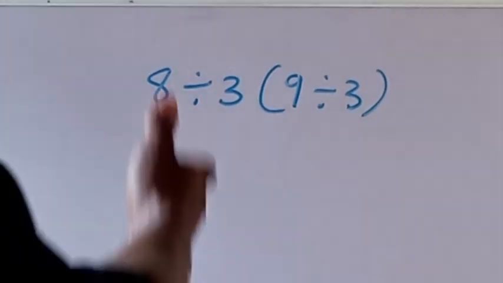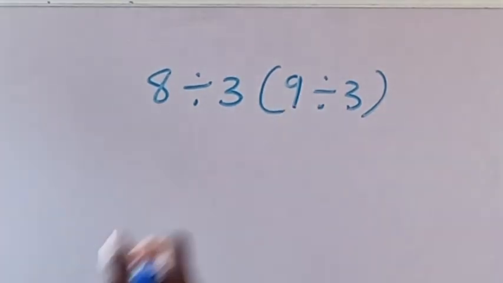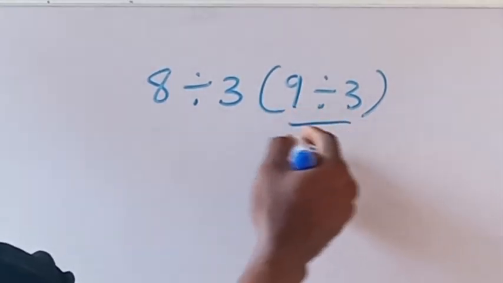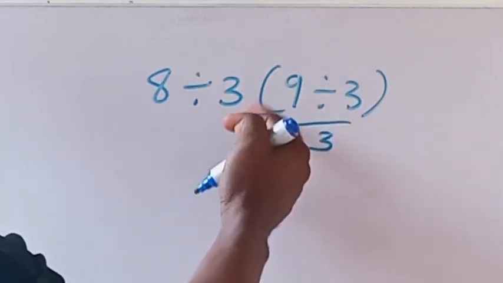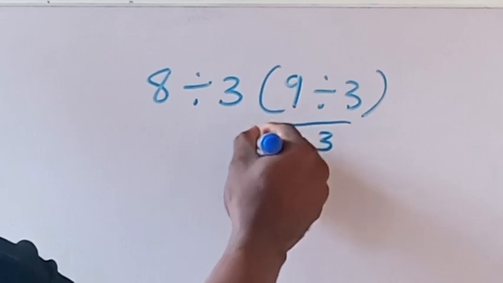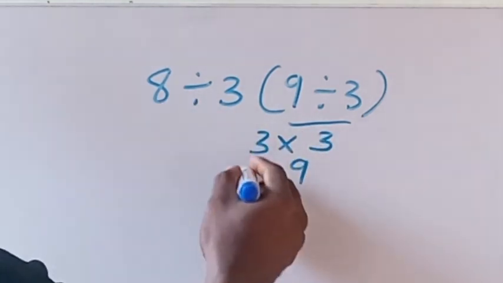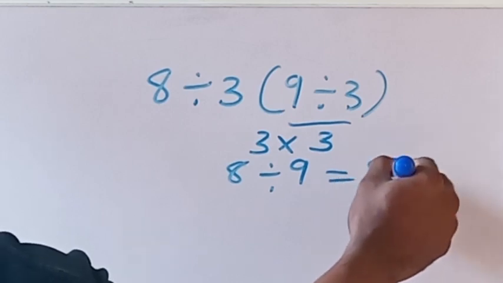8 divided by 3 times 9 divided by 3. What are we going to do? If you divide this one, it will give us 3. If we divide this, you cannot divide this, right? So we do 9 divided by 3, 3 times this 3, which is equal to 9. Then we'll bring our 8. 8 divided by 9 is equal to 8 over 9.